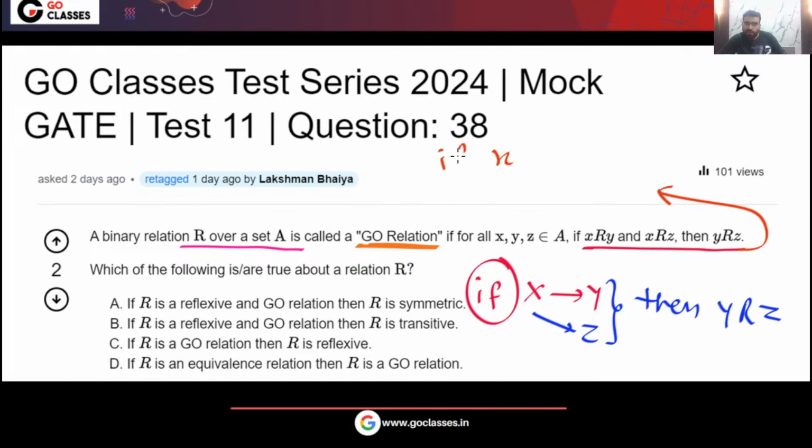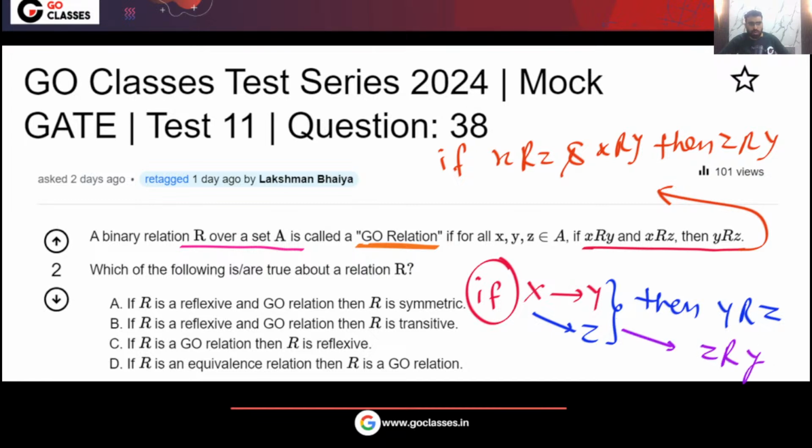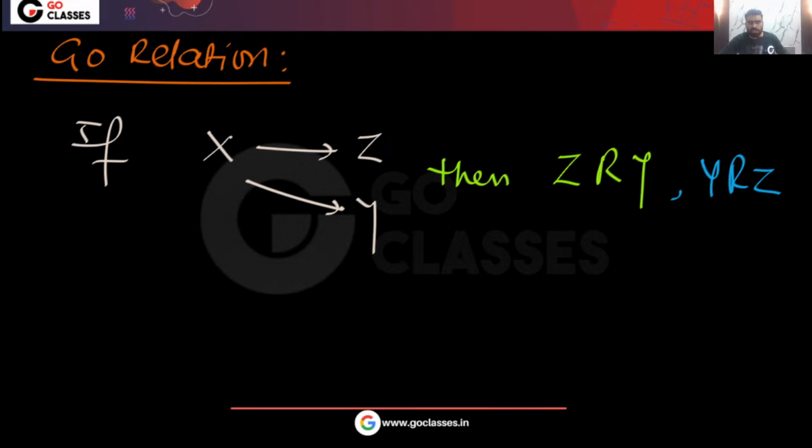That if x is related to z and x is related to y, then what will happen? Then z will be related to y. Yes or no? So then z also will be related to y. Is this clear? So you can see, then y will be related to z, then z will be related to y. I hope you understood this. Okay, so this is the given relation. Did you understand? Please tell me.